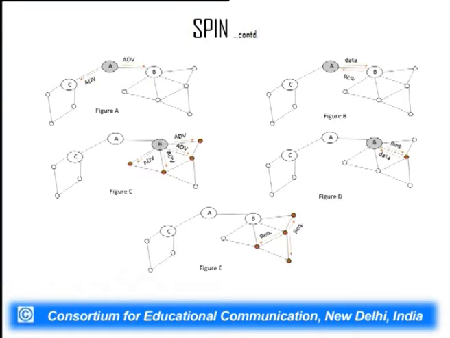Here in figure A, we can see that node A has 2 neighbors, C and B. So the advertisement packet, the ADV packet, is going to both the nodes. Now, say for example, C is not interested in data, but B is interested. So it responds, as you can see in figure B, with the REQ packet. Once B has the data, B will advertise to its peers that are connected to it, and this process will go on.